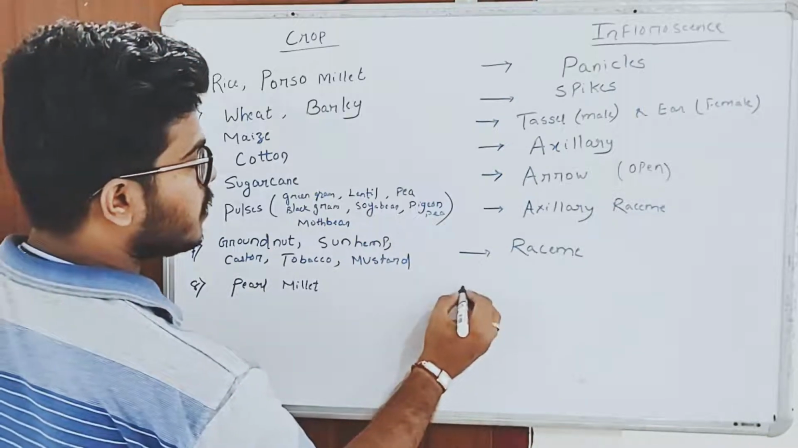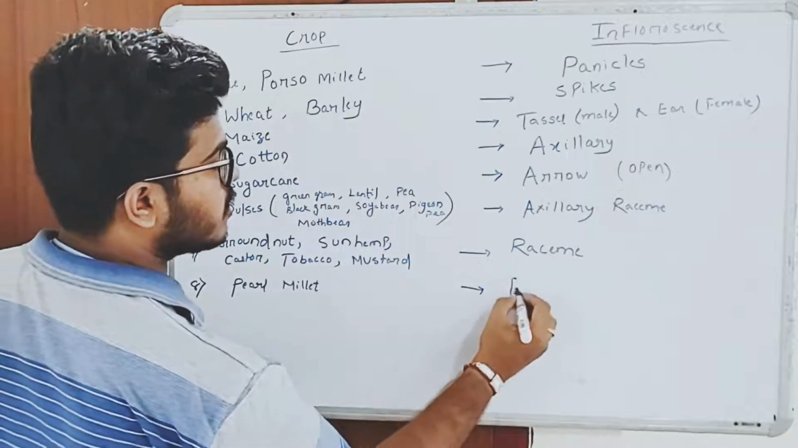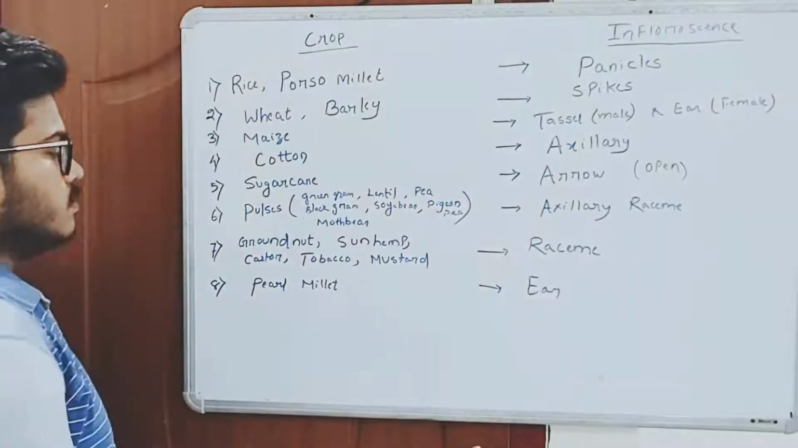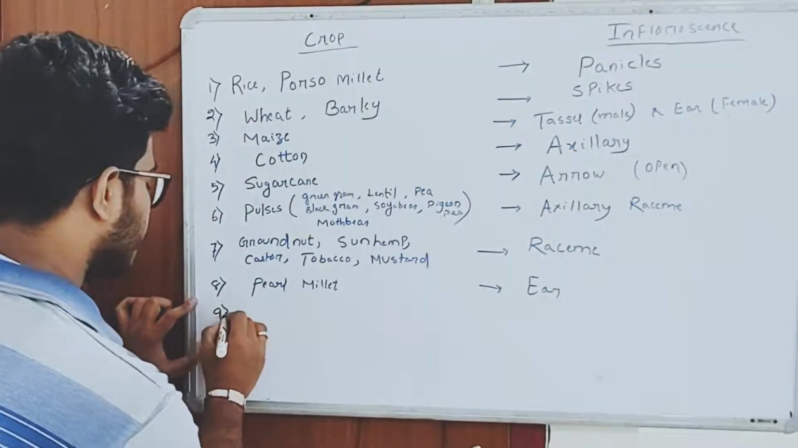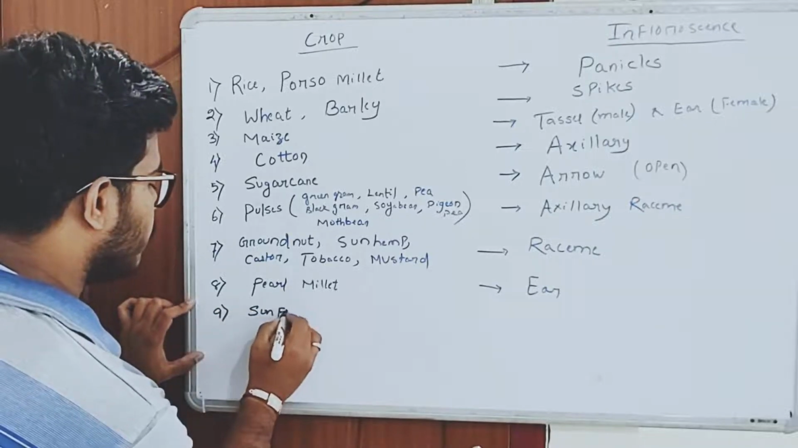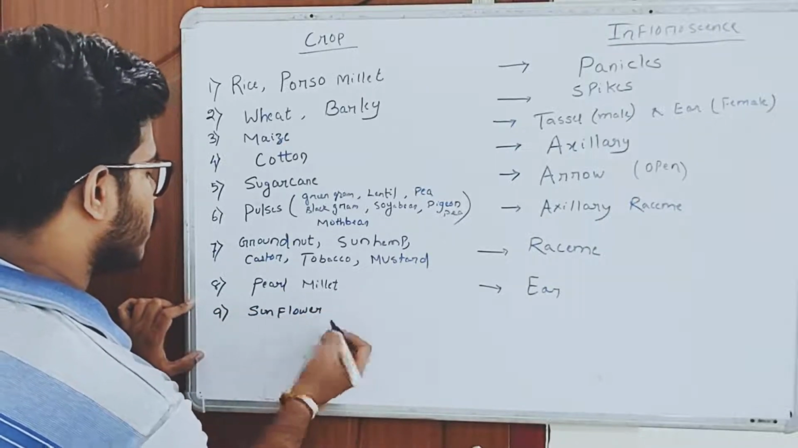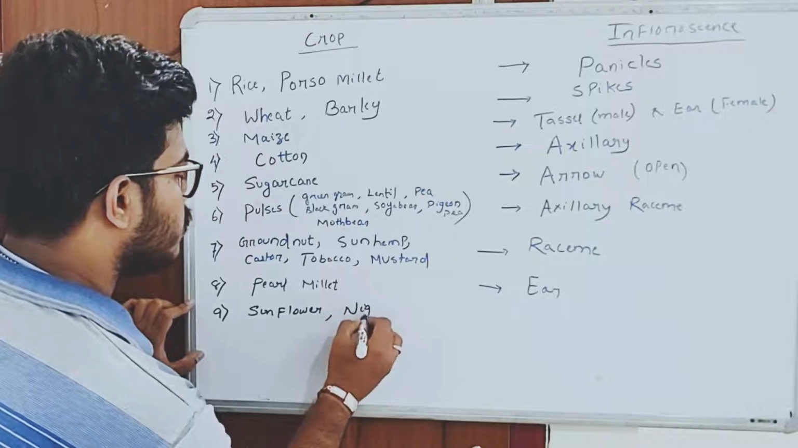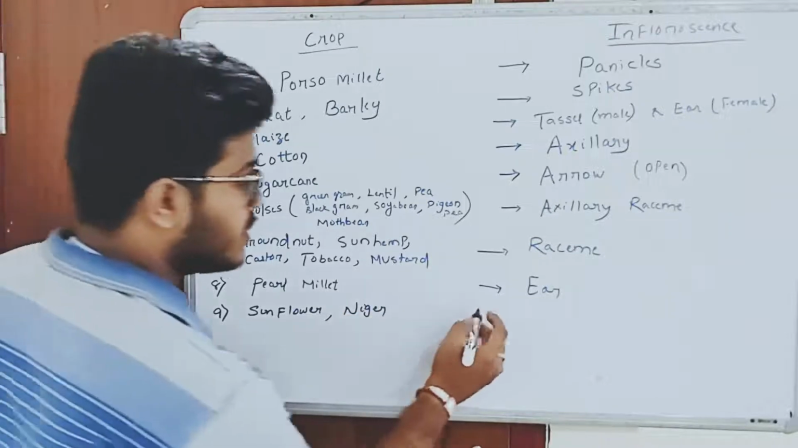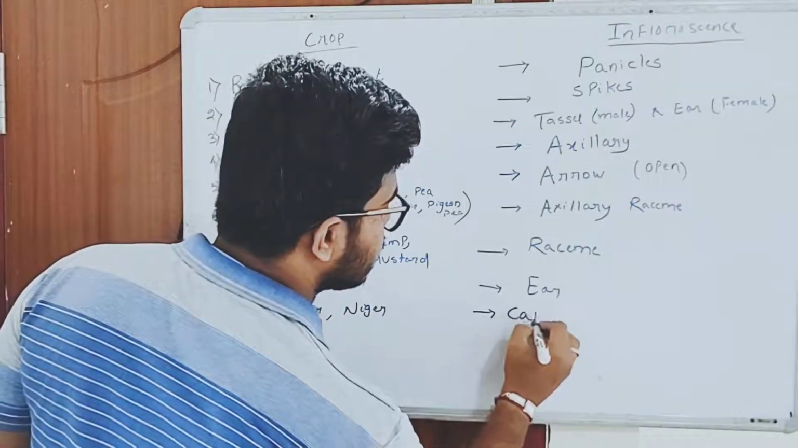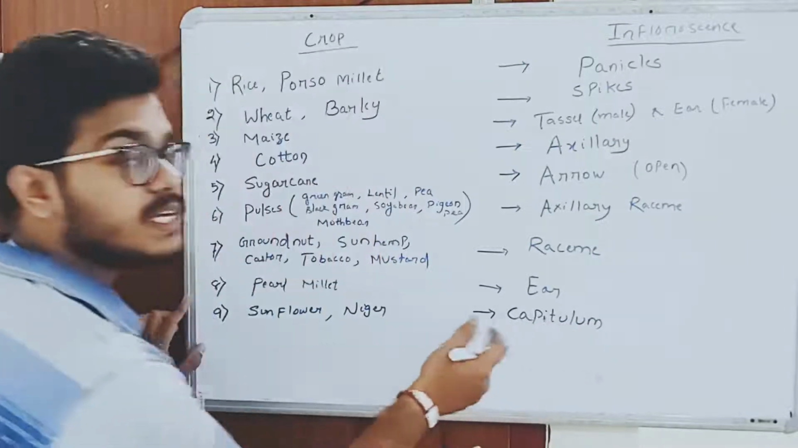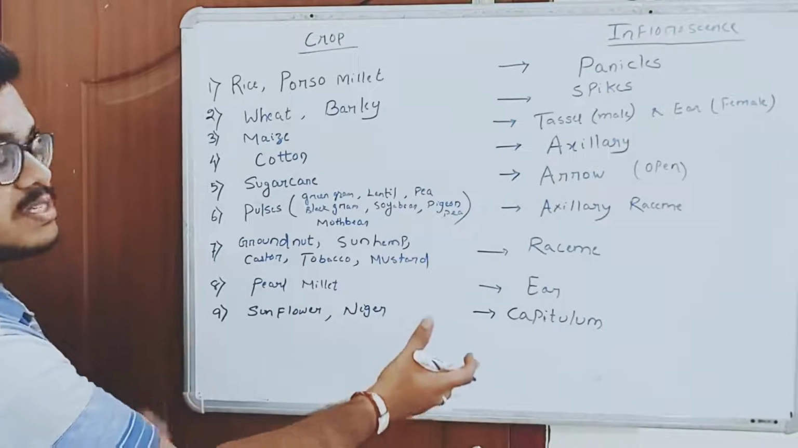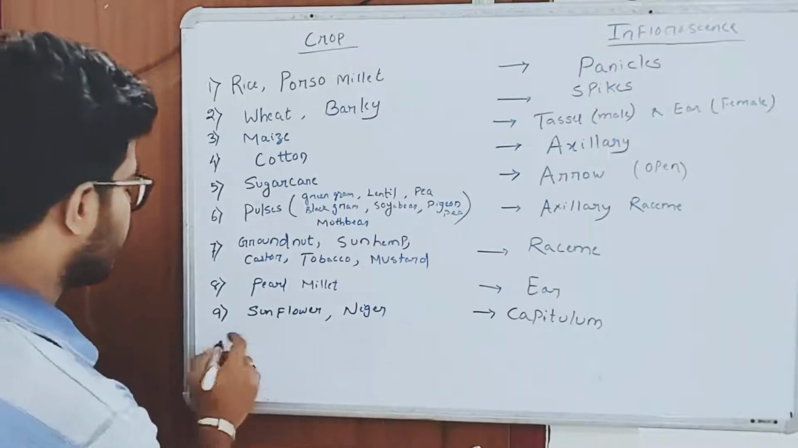So pearl millet we call it ear. And now the most important, sunflower or Niger. We generally call it head, but it is actually known as capitulum. Sunflower or Niger inflorescence is called capitulum, mostly asked.